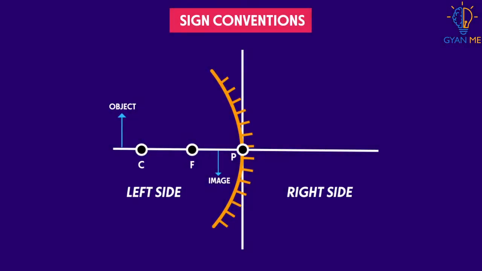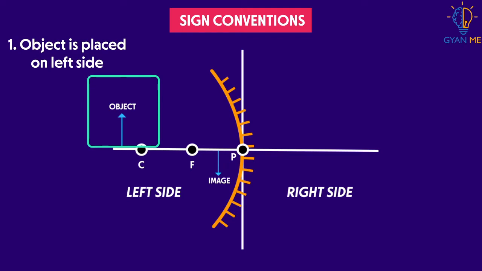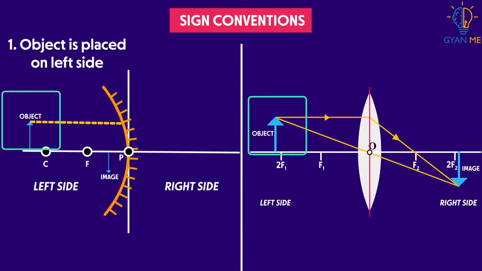The first convention is that the object is always placed to the left of the mirror. Yes, recall that in mirrors we were showing the light coming from the object on the left side of the mirror. Similarly, for the lens, objects and incident rays are also shown on the left side.